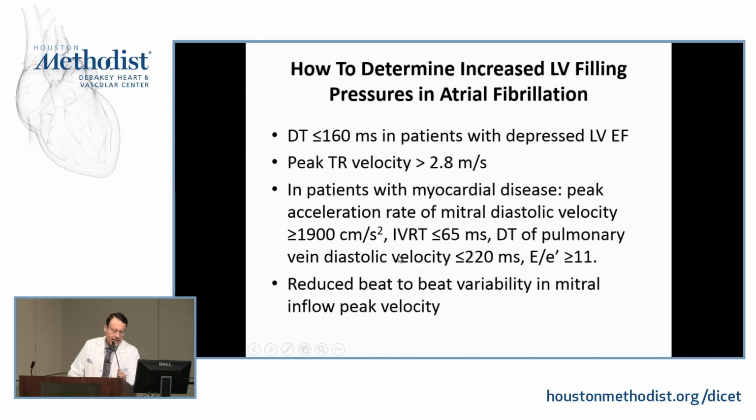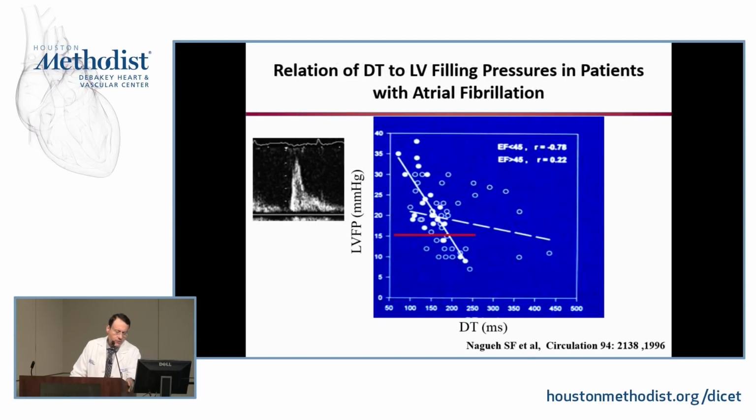If someone has diseased heart, not a normal heart, the lone AFib, if you would, are not in this discussion. Look at the acceleration rate, look at the IVRT, look at the decel time of the pulmonary veins, look at the septal E to E prime ratio, look at reduced beat-to-beat variability in mitral inflow. All of these are very useful. So before you look at a case of atrial fib and say cannot assess diastolic function, look carefully at all of that info that you have in terms of clinical setting, in terms of quality of signals and consistency of the observations across the different variables.